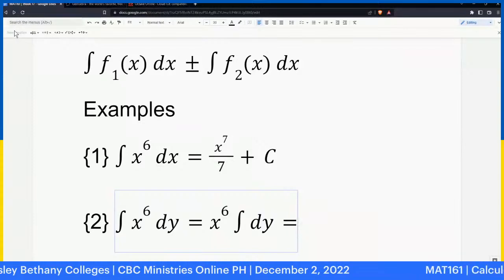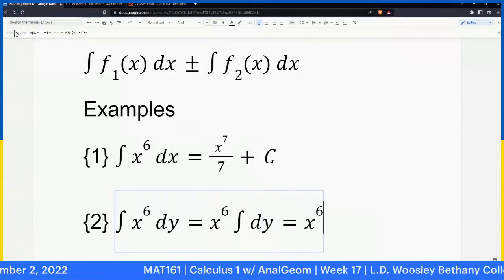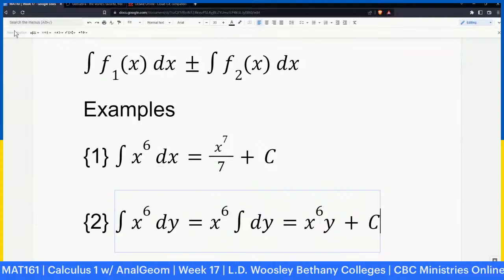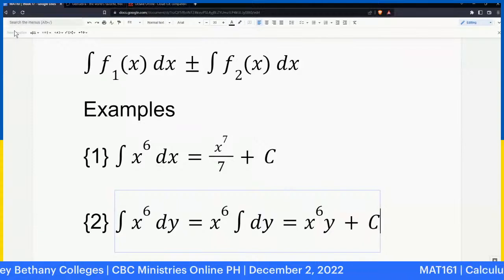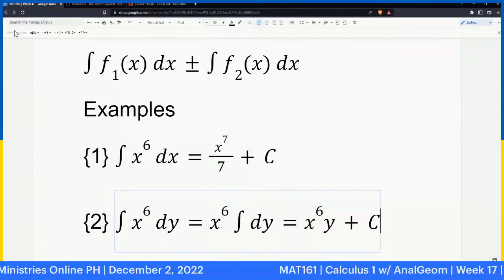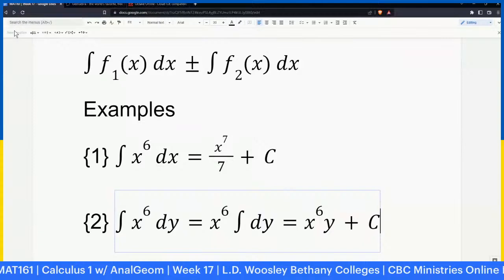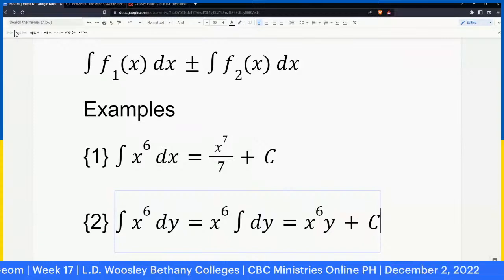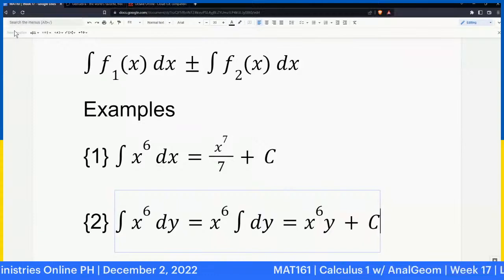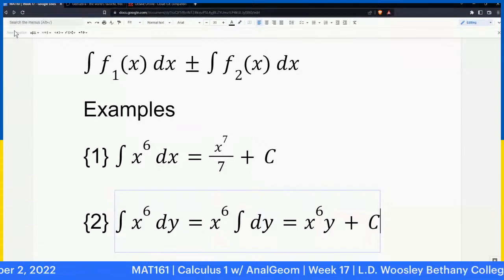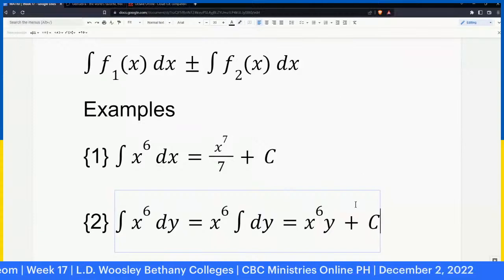Okay? It's y. So that would raise to 6 y plus c. So guys, can you see the difference of the two? Yes po, sir. Because the differentiable variable x, nandyan si x raised to 6, a-apply mo yung power formula sa kanya. Pero dito kay 2, dahil y, walang y. So, i-isolate mo si x raised to 6, which is a constant. And then, ang natira is dy. Integral of dy is y. So, x to the 6, y plus c. Right? Ingat tayo dyan sa ganyang ano.